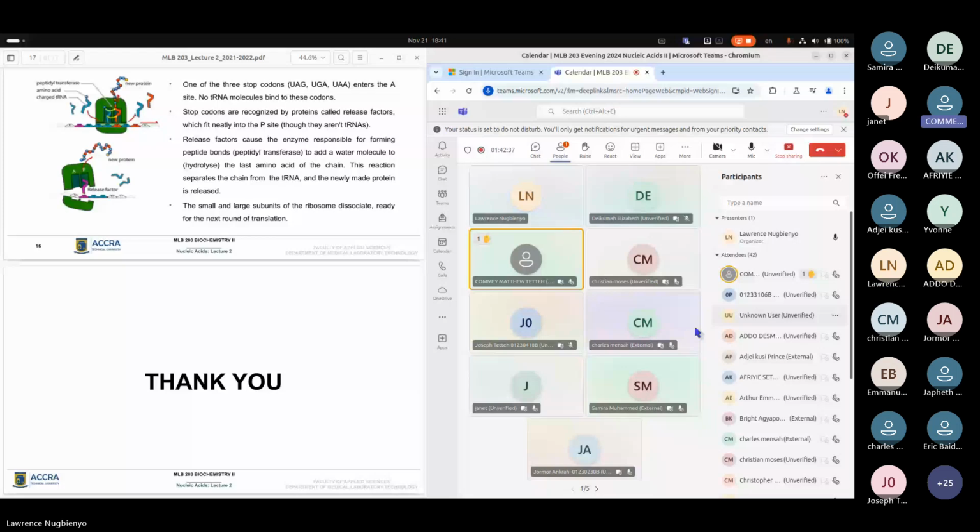Okay. So please, I want to know why is it that the stop codons do not code for any amino acid?